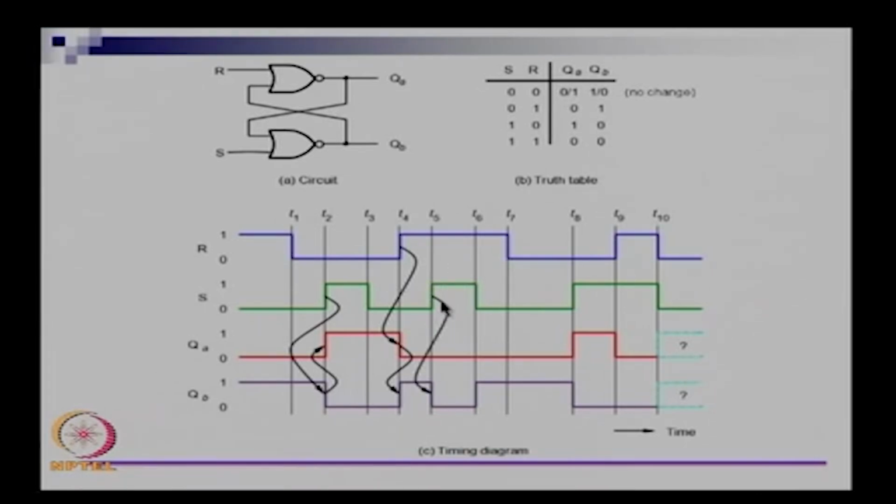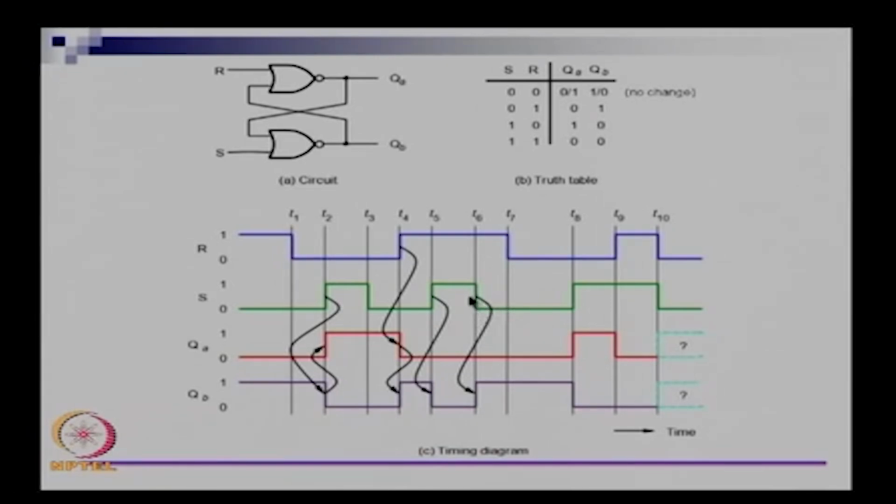Both S and R are 1. So when both S and R are 1, what happens is, this S changing to 1 will change QB to 0, QB is 0, R is 1, so 1 NOR 0 is 0, QA also remains at 0. Right. So between T5 and T6, QA is 0 and QB is also 0. So it looks like both being 1 is driving QA and QB to both zeros, right. You can see that here also, it is remarked here, with both being 1 remaining at 0.